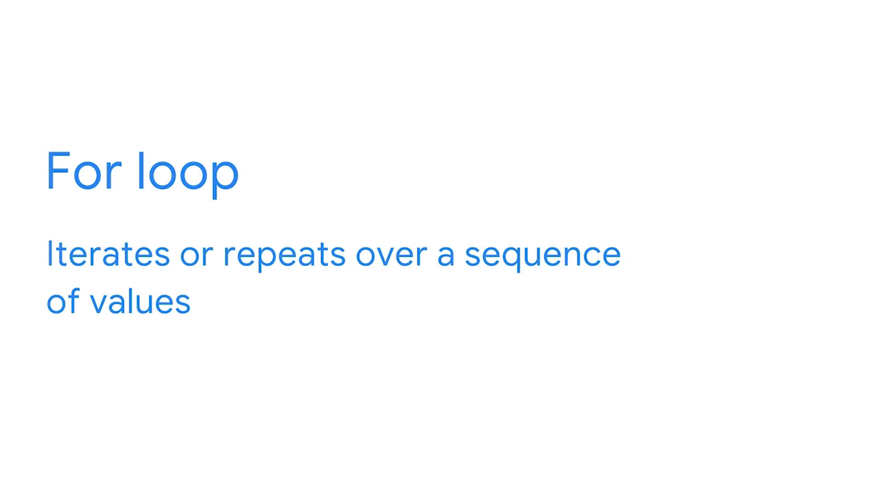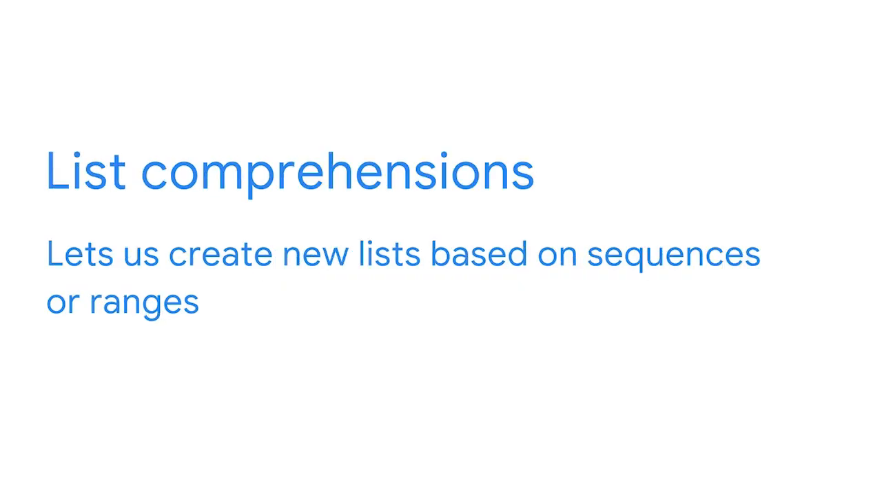In this video, we're going to talk about when to use a for loop and when to use a list comprehension. But first, a quick review. We said a for loop iterates or repeats over a sequence of values like numbers, letters, and so on. A list comprehension lets us create new lists based on sequences or ranges. It's basically a shorthand way to build a new list based on the contents of an existing list. The list comprehension has the for loop, the compilation, and builds the list all in a single line of code.